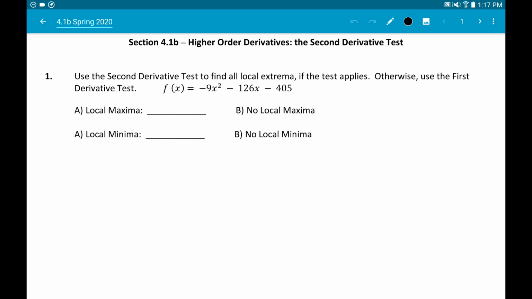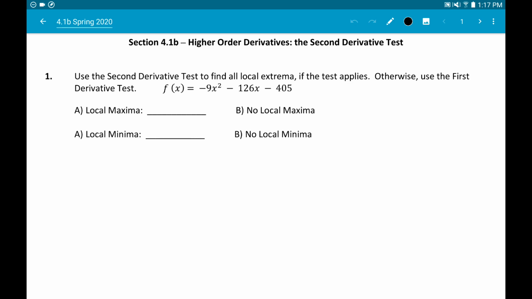Everybody, on to 4.1b now, called the second derivative test. This is supposed to be a shortcut to the first derivative test that you did in section 3.4. It was on test 3. The idea is this: we take the knowledge we learned in 4.1a about concavity and we use it to justify whether we have a local max or a local min.